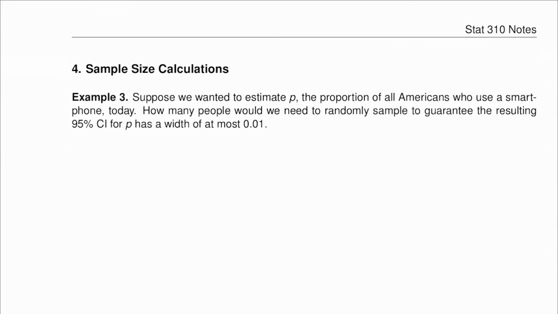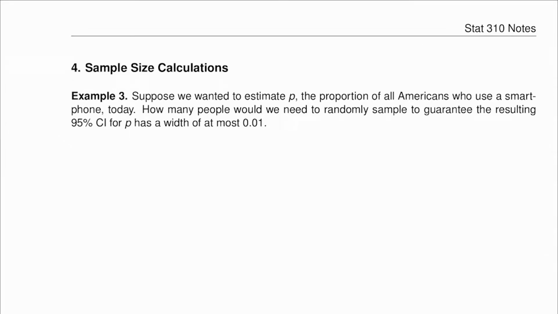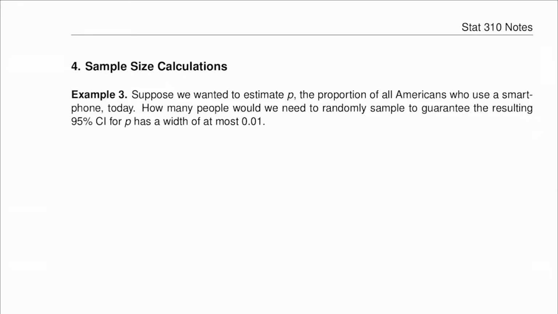Let's talk about sample size calculations. Suppose we wanted to estimate P, that is the proportion of all Americans who use a smartphone today. How many people would we need to randomly sample to guarantee that the resulting 95% confidence interval for P has a width of at most 0.01?